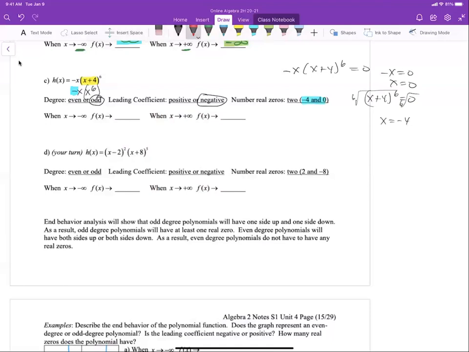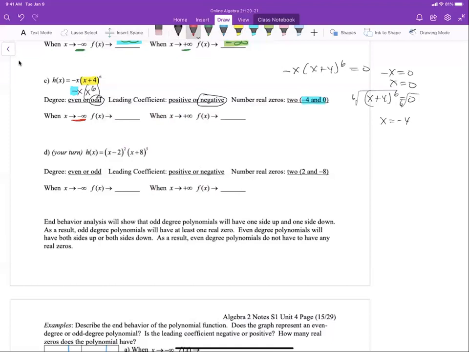Now I need to evaluate when x goes to negative infinity, how does f of x behave? What is the end behavior? Now, this is tricky, so be careful. I need to replace each x value with negative infinity. So what does that look like?